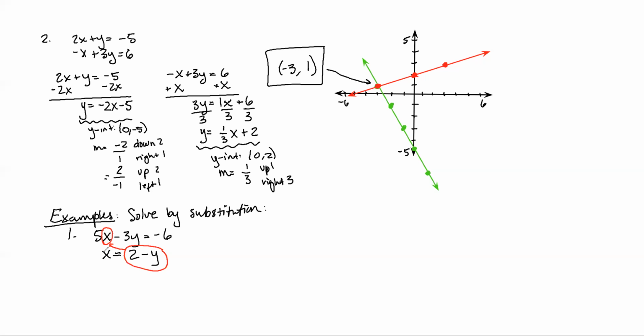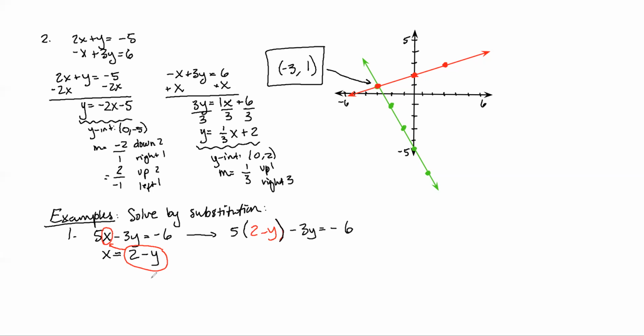So now if we go ahead and do that, we're going to have 5. And now because it's 5 times x, we're going to have 5 times 2 minus y. And let's put this in parentheses. That's what we're substituting. And now we're going to bring over the rest of the equation. So we still have minus 3y equals -6. So we've made a substitution.